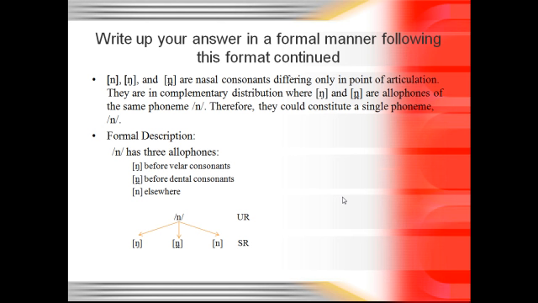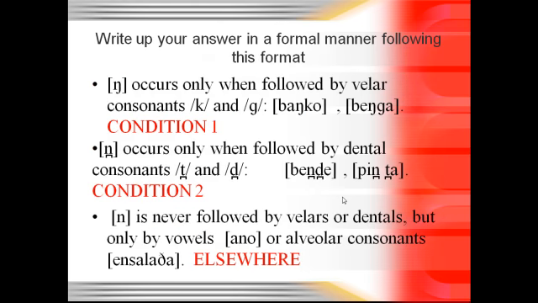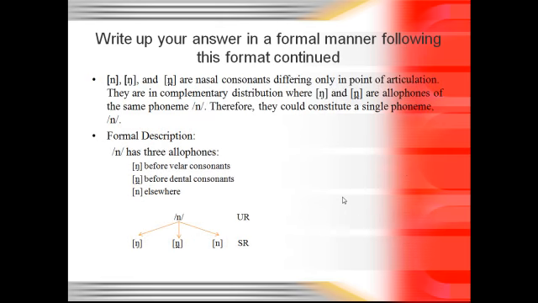So you need to start being creative. But I would really appreciate this part, that you explain more about these processes. Then we have the formal description. N has 3 allophones: N before velar consonants, before dental consonants, and elsewhere. And then we have the different ones. And then I want you to do the diagram with the underlying and surface representation with the phoneme and its allophones.